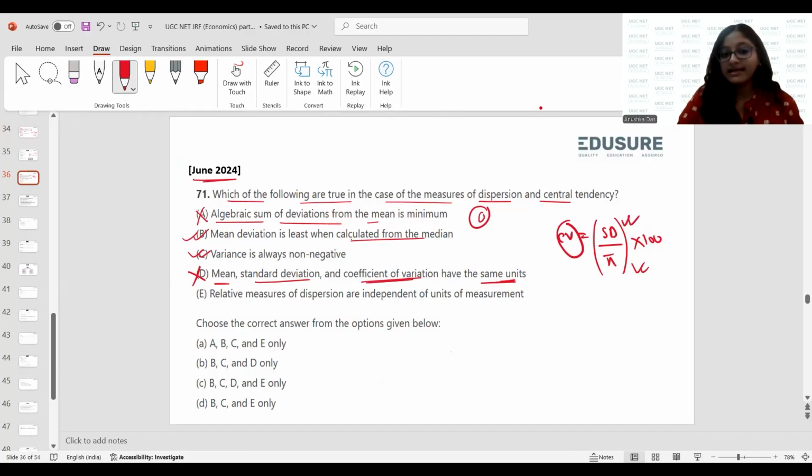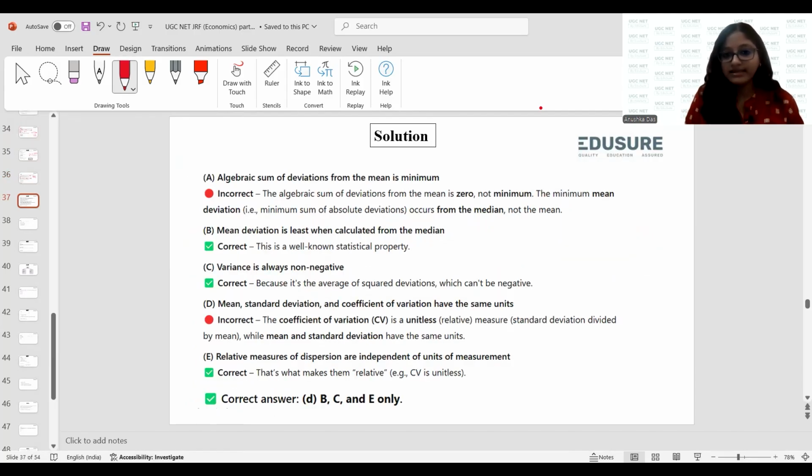The fifth statement says relative measures of dispersion are independent of the units of measurement. That is what I have explained. So what are the right answers? B, C, and E. All three are true. Here you can see the explanation I have given you.